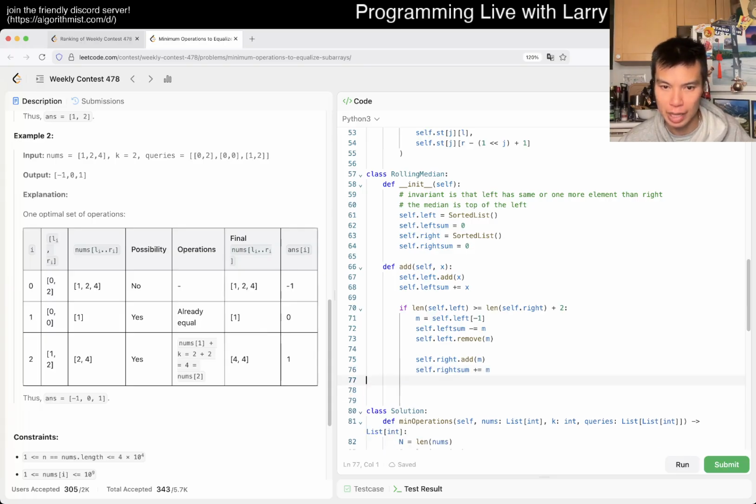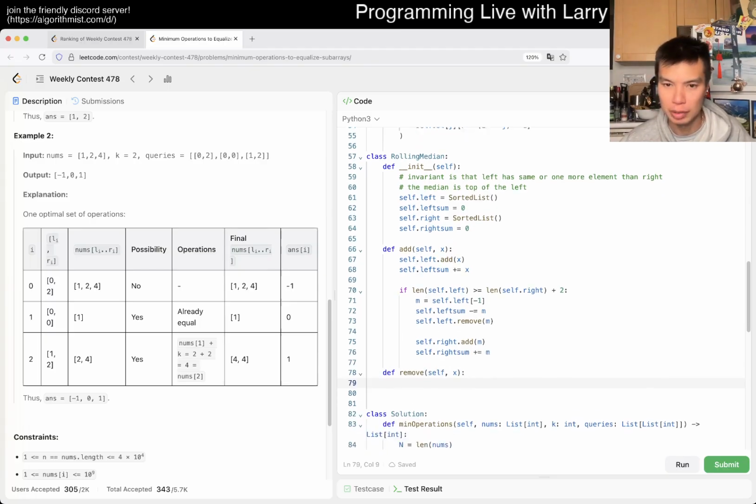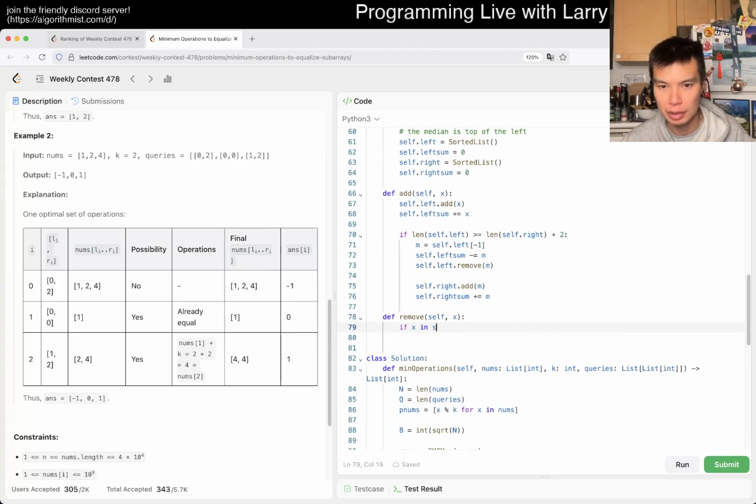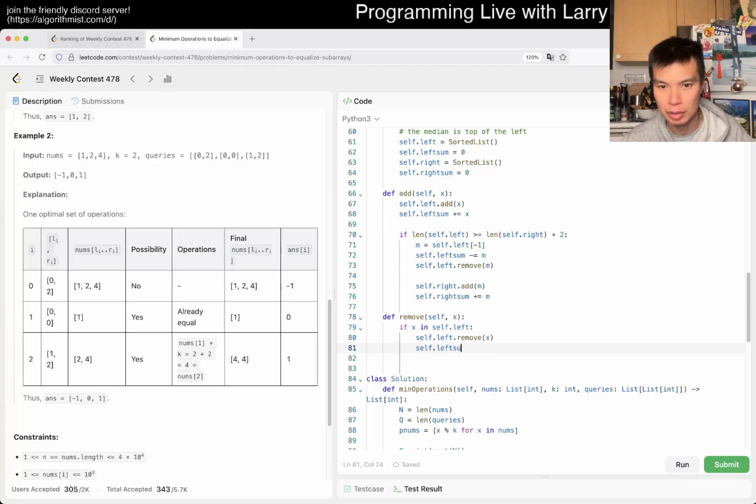Something like that, right? Add is easy, but subtracting, removing is hard, maybe. Okay, right, so now if x is in self.left, then I guess maybe not. Maybe we should try the duplicate case, I'm trying to think through it a little bit. No, let's just do it this way. We'll just normalize.